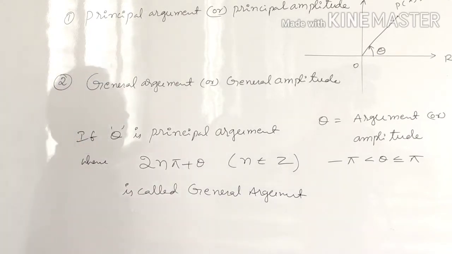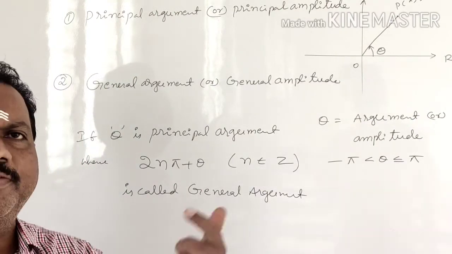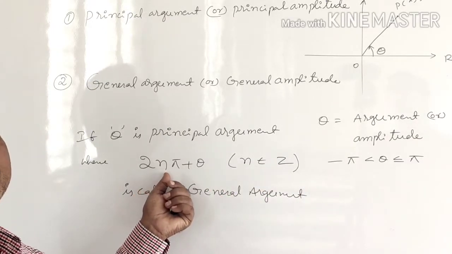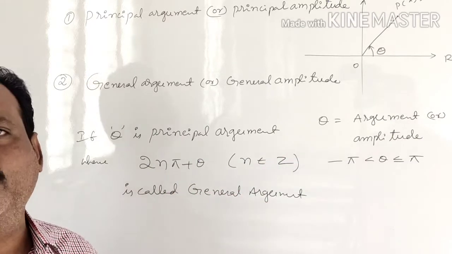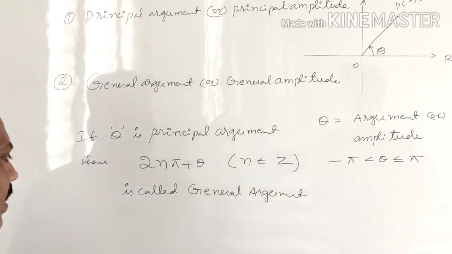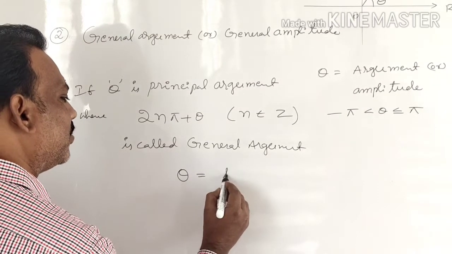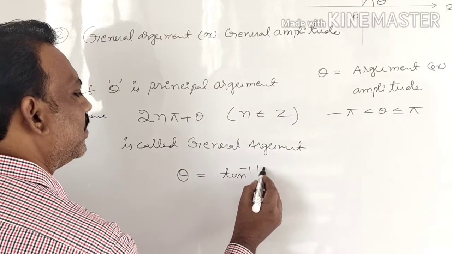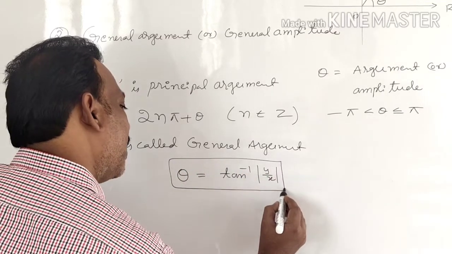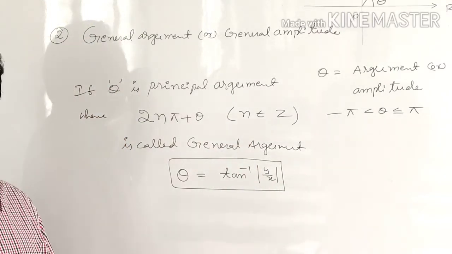That's why the principal argument of a complex number is unique, while the general argument exists infinitely. Why? Because n is an integer, we can substitute infinite values here, so we will obtain infinite general arguments. Clear, students? This principal argument we denote as theta. Theta is equal to tan inverse of mod y by x. This is the formula for the argument or principal argument.